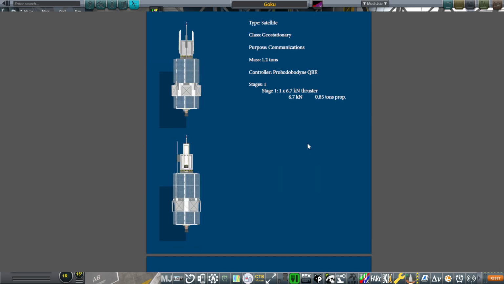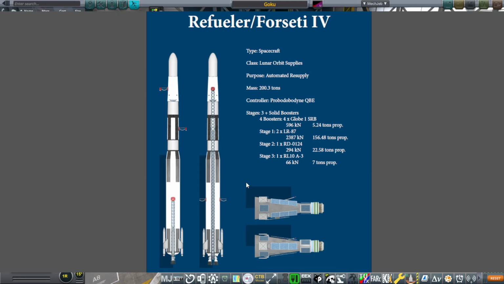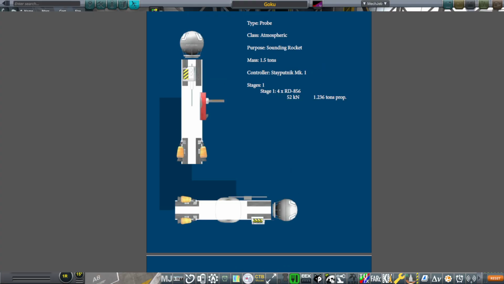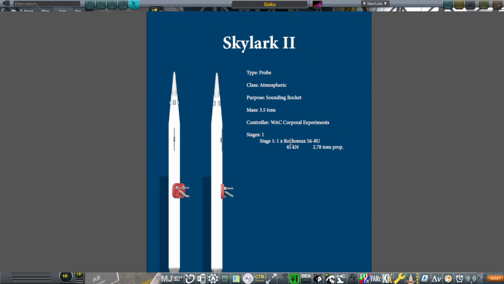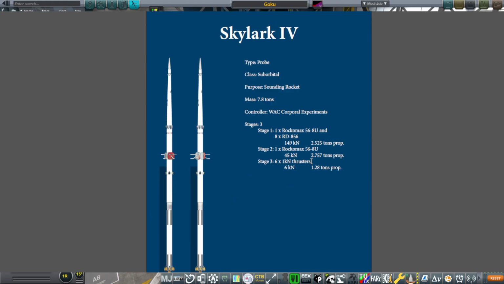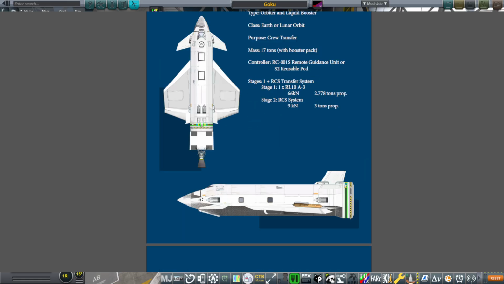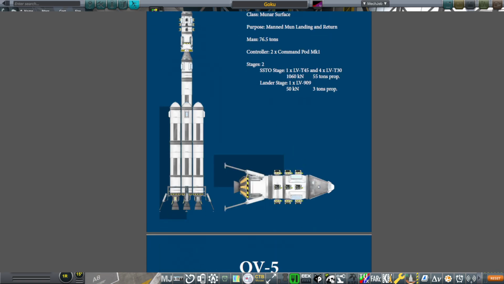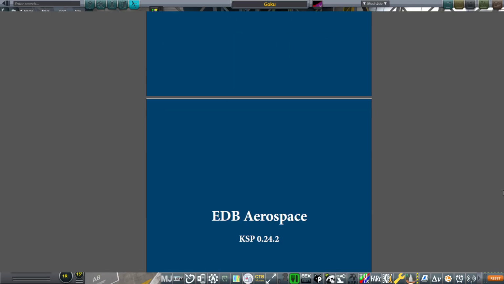And so it goes. I have done my time with the stockish parts. These, of course, were procedural parts and procedural wings, ultimately. That's a MechJeb controller right there. So yeah, though here we have a Rockomax 56-8U for the Whack Corporal for some reason. I guess I had to use that. So this is a 97-page document with all of these things here. After all of that, I decided to finally learn Blender and come up with my own stuff.